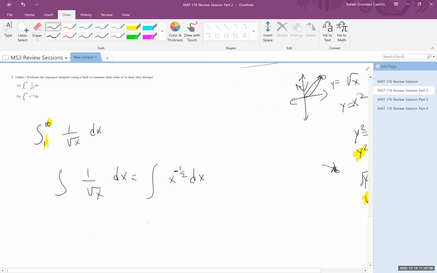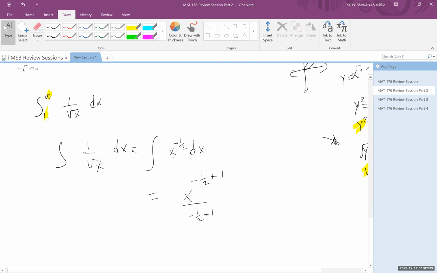Now, here we can use the power rule. The power rule says that when you have x to some power and you find the antiderivative, you add 1 and then divide by the new power. So we're going to have x to the minus 1/2 plus 1 divided by n plus 1, but n here is negative 1/2, so we're going to have negative 1/2 plus 1. That's by the reverse power rule. Now, minus 1/2 plus 1 is just 1/2. So we get x to the 1/2 in the numerator and 1/2 in the denominator.